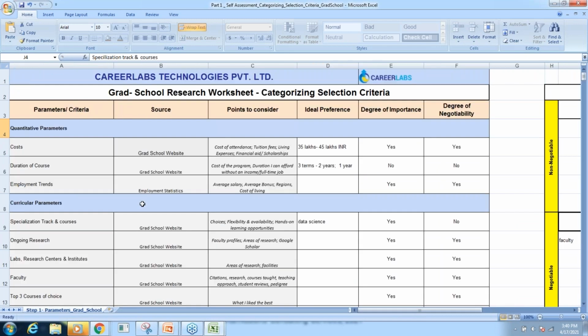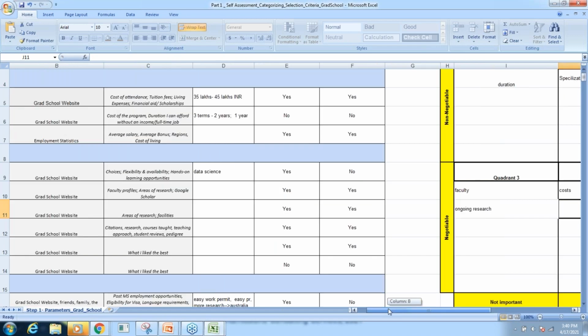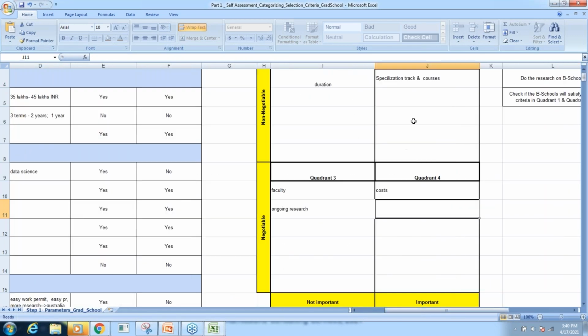And some of them might say that ongoing research is not that important for me, it is negotiable, it's fine, I don't really have any preference for it. But some of them might say, you know what, no, no, the lab and the research center and the institute which are present are absolutely critical for me. I am not going to compromise on that. So like this.